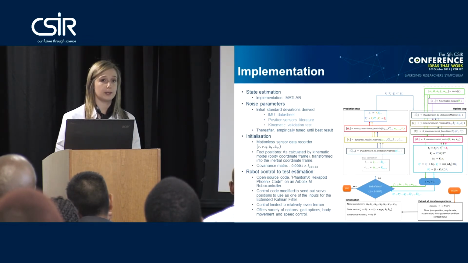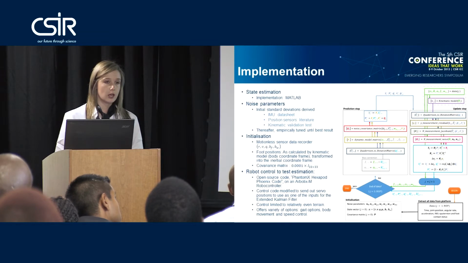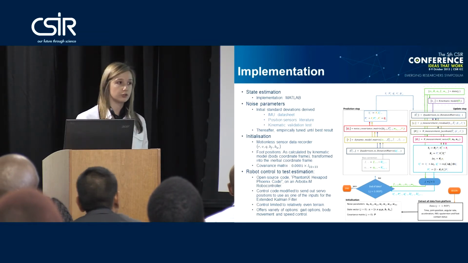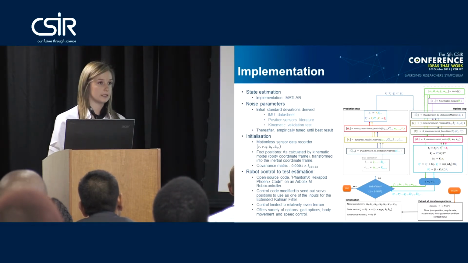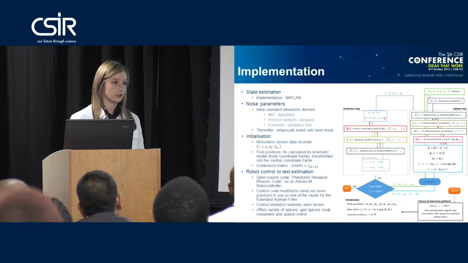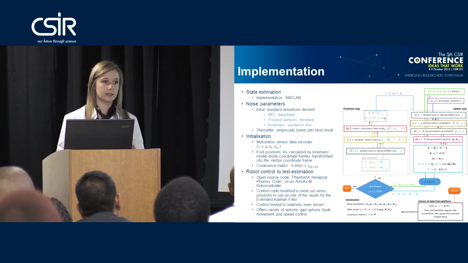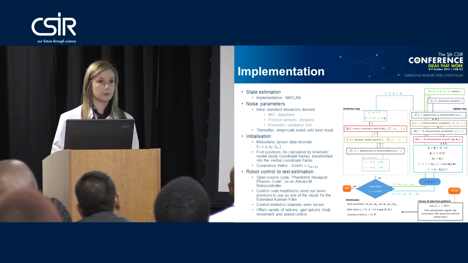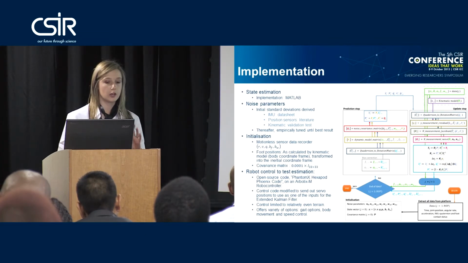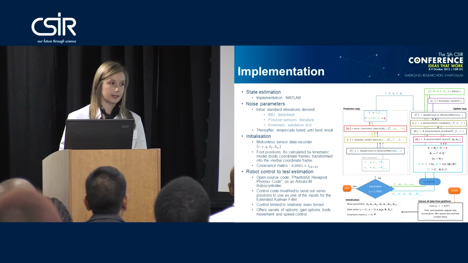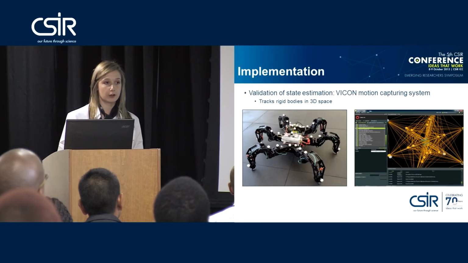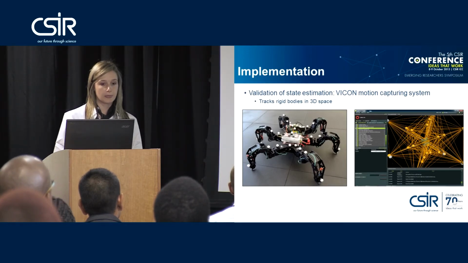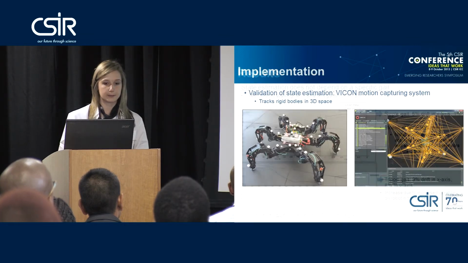To initialize the noise parameters, the sensor data sheets were used, whereafter they were empirically tuned to get the best results. For the initialization of the extended Kalman filter, motionless sensor data was recorded for all the variables in the state definition, except for the foot positions, which were calculated by the kinematic model translated into the inertial coordinate frame. Because the control is out of the scope of the study, we used an open source control to validate the state estimation. The validation was done with ground truth measurements of a Vicon motion capturing system here at the CSIR, which tracks rigid bodies in 3D space.